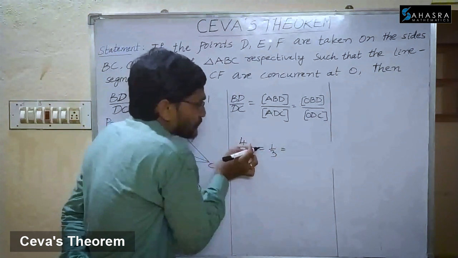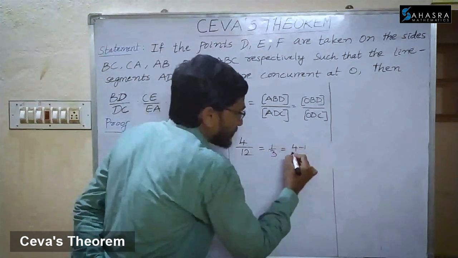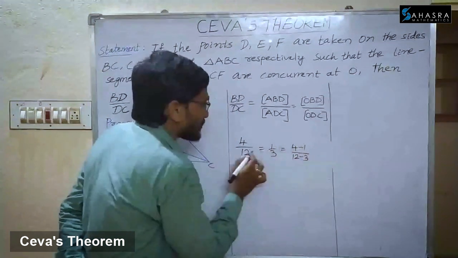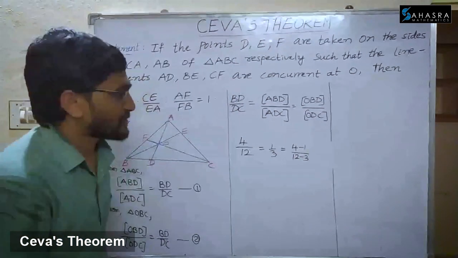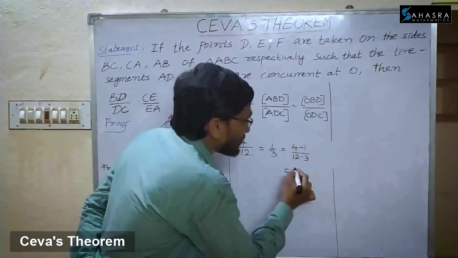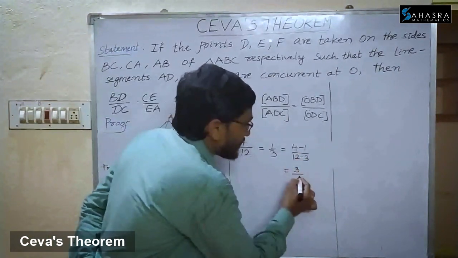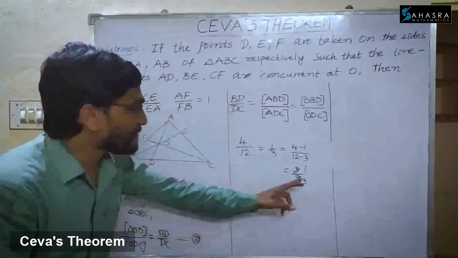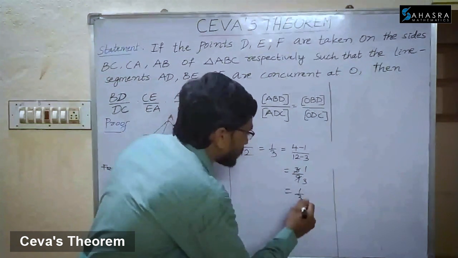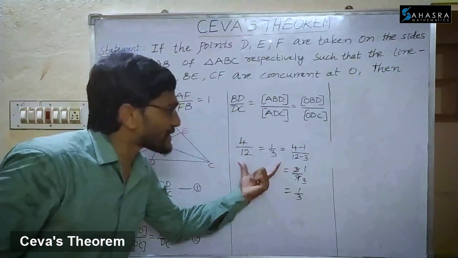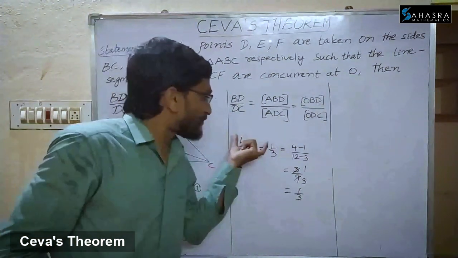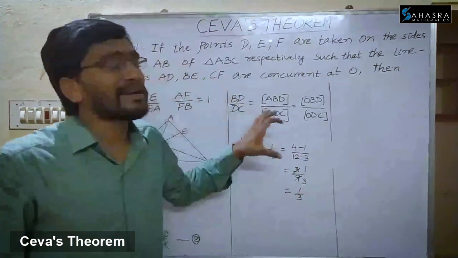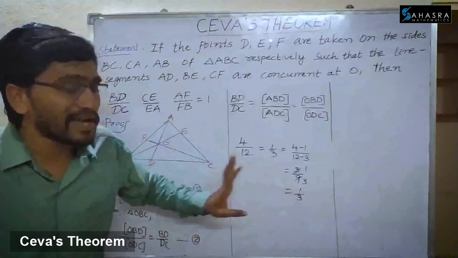I want to write this as 4 minus 1, the difference of numerators, divided by the difference of denominators. 4 minus 1 by 12 minus 3: 4 minus 1 is nothing but 3, 12 minus 3 is 9. So 3 1s, 3 3s. So again we get 1 by 3. That means if two ratios are equal, then by writing the difference of numerators by the difference of denominators, there is no change in the ratio.